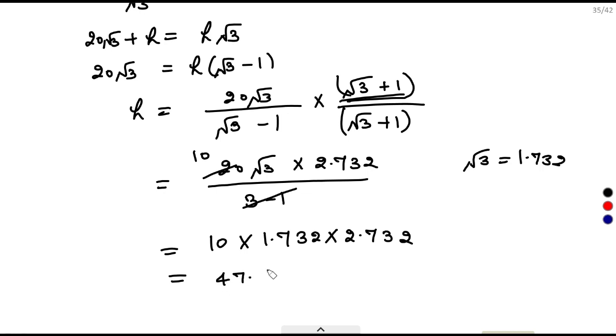This is 47.32 meter. We have to find our answer in two significant figures. Significant figure means numeric values in our answer should be 2. Therefore, these two numbers, and on rounding of these figures, we will get 47 meter.